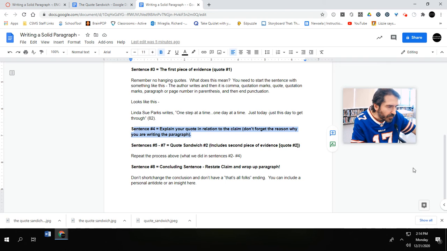After you've done that, you're going to repeat that whole quote sandwich concept again for sentences 5 through 7 with the second piece of evidence supporting your original claim. And then your last sentence of your paragraph is a concluding sentence where you restate the claim and wrap up the paragraph. Don't shortchange the conclusion, and definitely don't have a "that's all, folks" ending. If you think of cartoons with Porky Pig saying "that's all, folks," you want to make sure that you end with something substantial. You can also include a personal anecdote or insight here if it supports your claim. If it's not related to your claim, you're not going to want to do that.